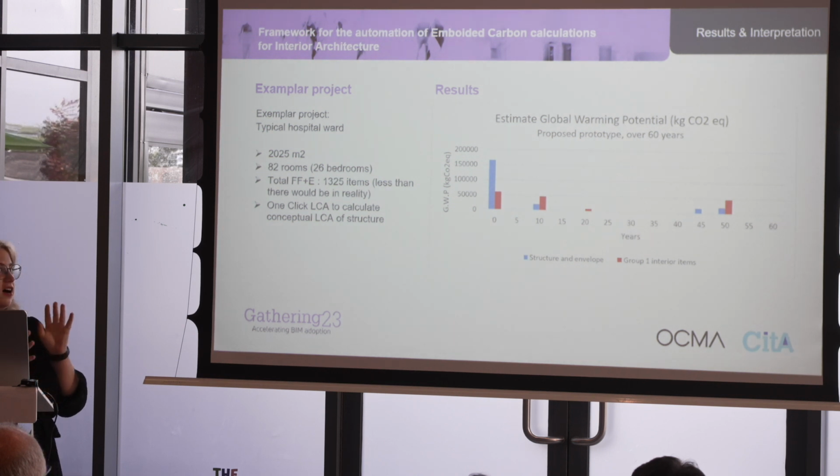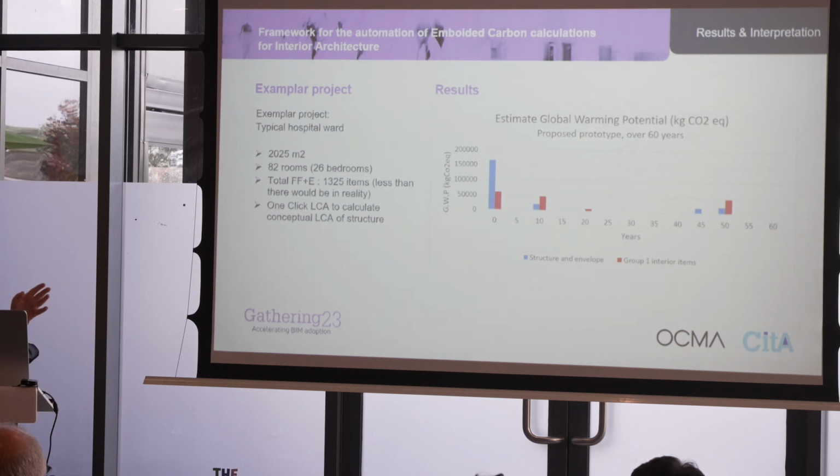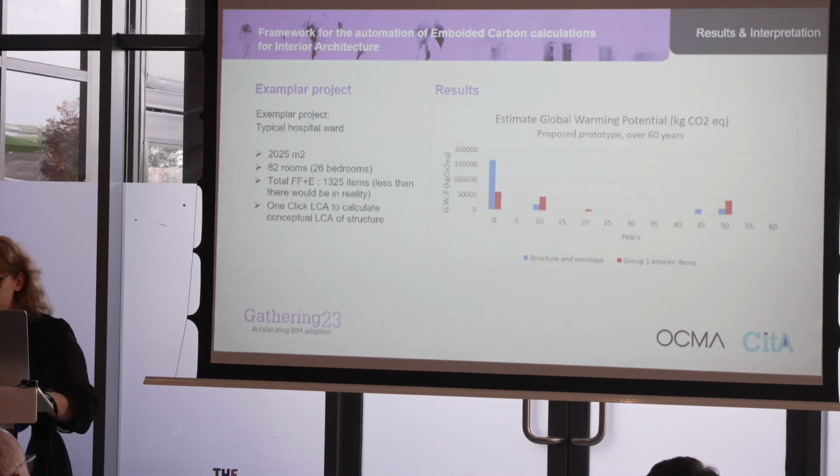In parallel, I used One Click LCA to do a conceptual LCA of the structure to have something to compare it with. So this diagram on the right, which kind of resembles the one that we saw previously, shows the very high embodied carbon of the structure and envelope in blue at year 0, so construction stage, and a smaller amount of FF&E in red, and I've accounted for a number of renovations over 60 years.